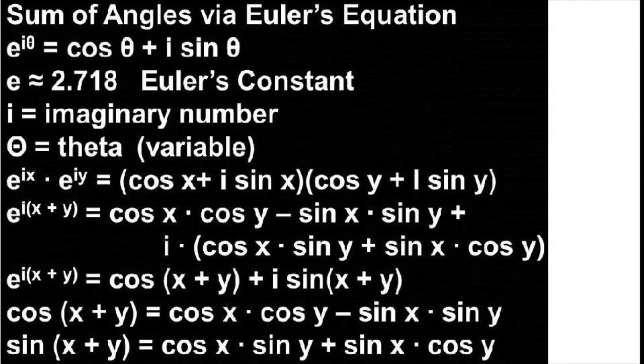At the bottom, you'll see the two formulas we're trying to come to, which is the cosine of x plus y and the sine of x plus y. Those are the sum of angles formulas. We're going to try to move step by step to get there.